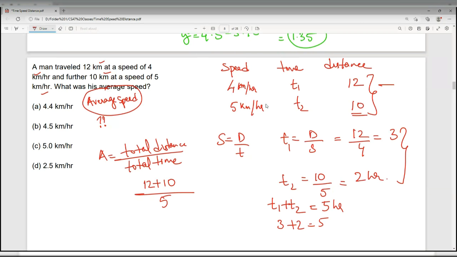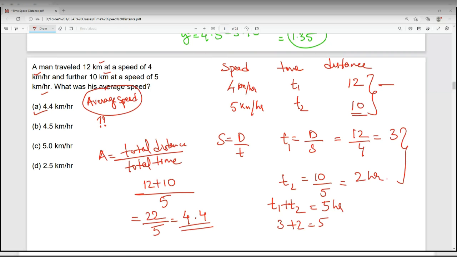This is 22 by 5, which is 4.4. So the correct option is option A. I hope you have understood this. If you still have any doubts, you can ask. If you have any doubts, please ask, or else we'll move to one more question, and then we'll close the session today.